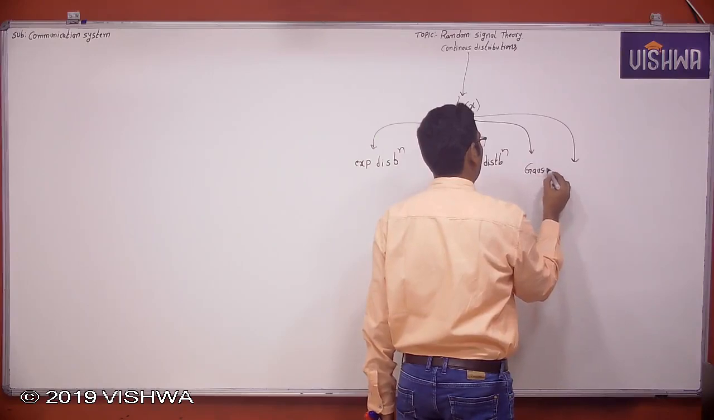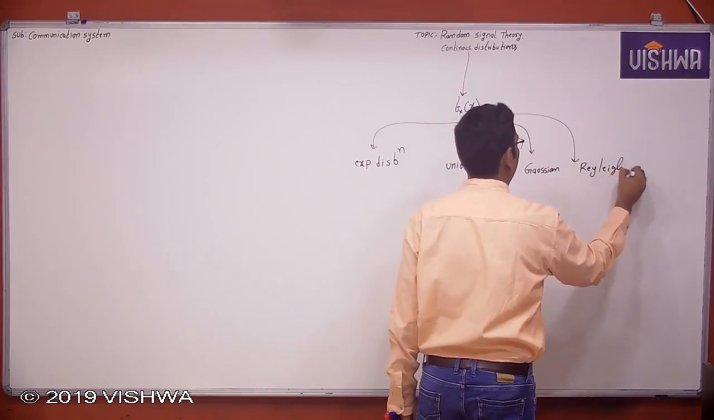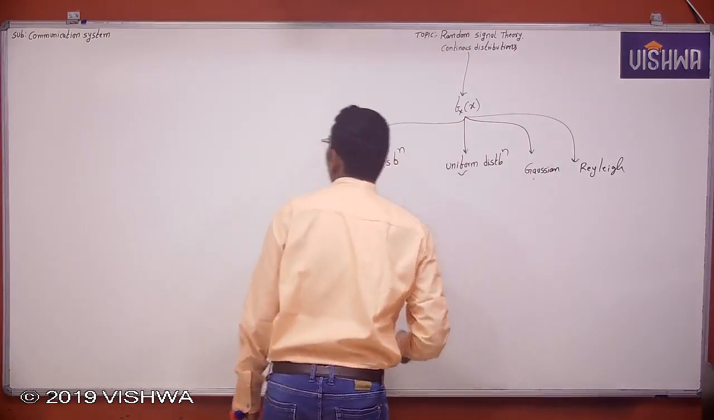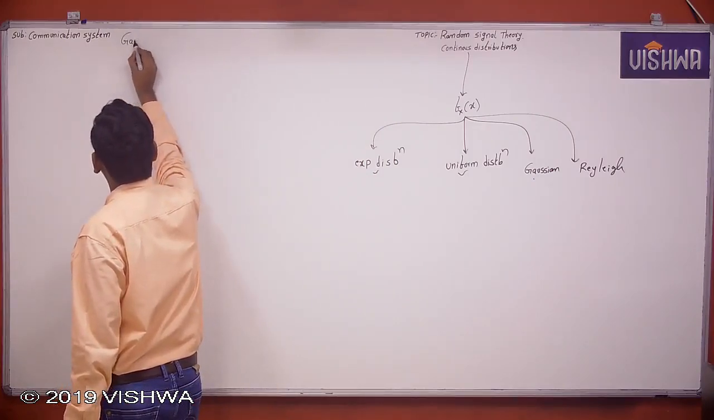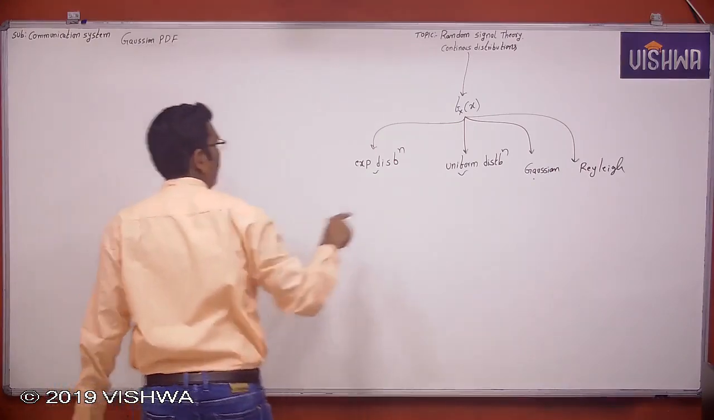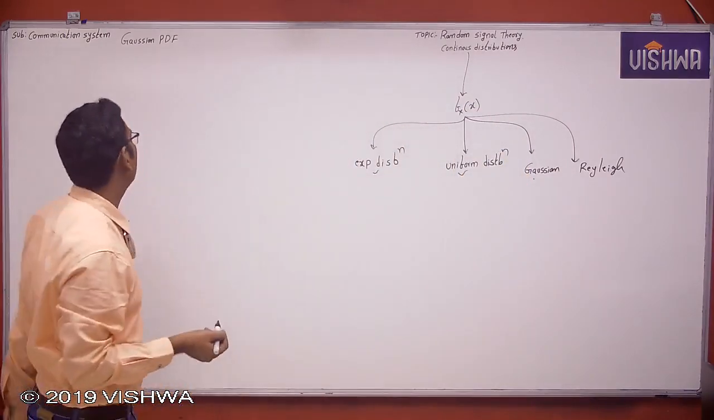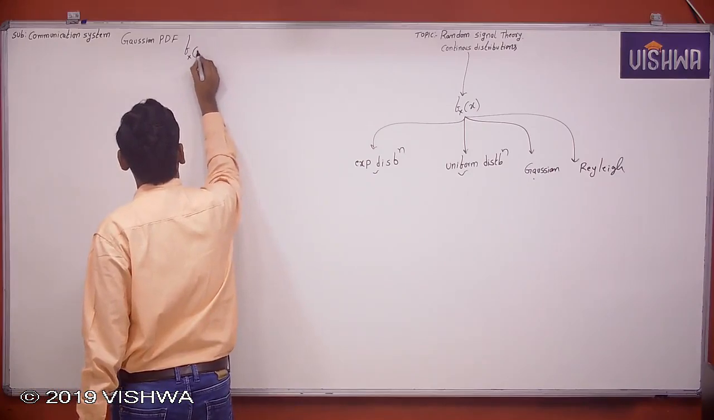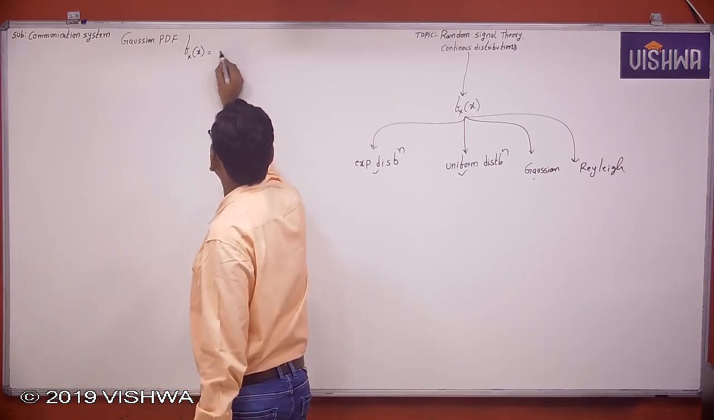One is the Gaussian distribution and another one is the Rayleigh distribution. These two we already finished, now we'll see the Gaussian distribution. All continuous distributions are explained with the help of the probability density function, right? So this is the Gaussian probability density function, which is good for complete mathematical analysis of all random signal processes.